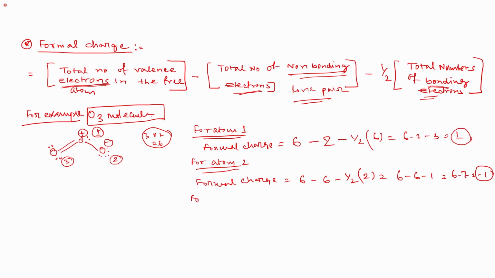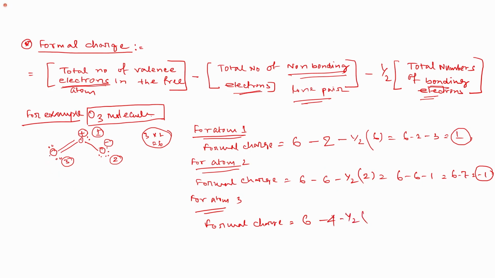Now for atom 3, the formal charge equals the total number of valence electrons of an oxygen atom, which is 6, so this will be 6 minus. Now for atom 3, how many lone pairs are present here? There are 2 lone pairs, so non-bonding electrons equal 4, minus half.